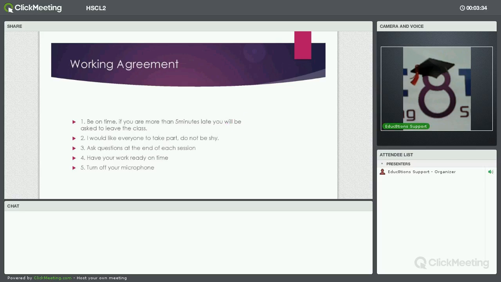I also like everyone to take part. Don't be shy. We've got a chat box down here in the bottom, so you just chat away in there, and if I'm going too fast or if I'm going too slow, or you don't understand something, so be involved in the session. Ask questions at the end of each session. Now, I am meant to do that myself at certain breaks in the class, but obviously I nearly always forget. So if you've got a question at any time, just let me know about it.